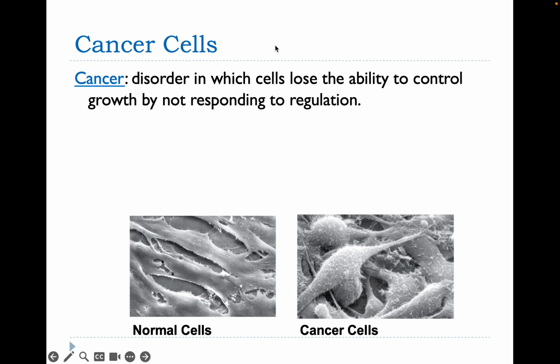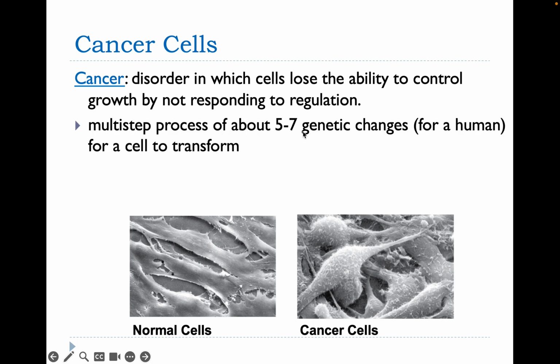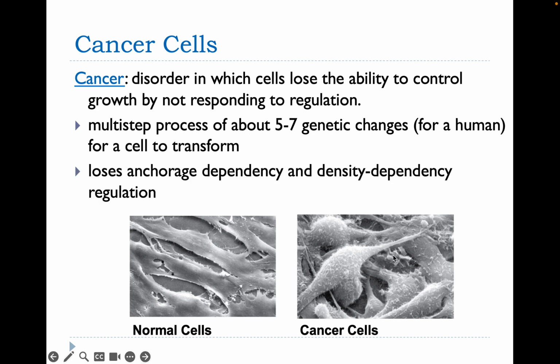So cancer is a disorder in which cells lose the ability to control their growth by not responding to regulation. It's a multi-step process, and it normally includes 5 to 7 genetic changes for a cell to transform from a normal cell into a cancerous cell in humans. They lose their anchorage dependency and their density-dependent regulation.